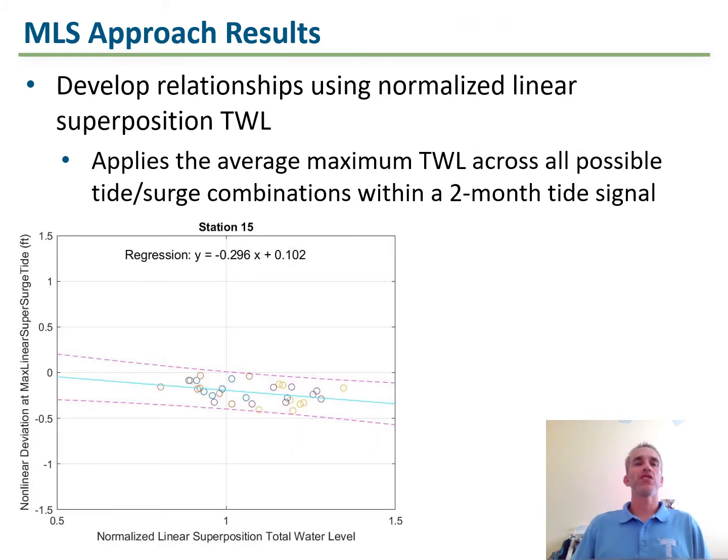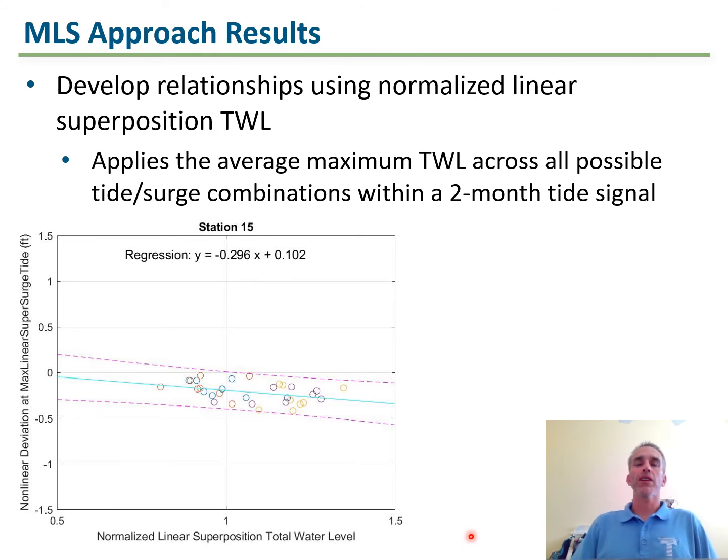We examine the results at station 15 in a bit more detail. The next step in the MLS approach was to normalize the linear superposition total water level and develop plots using that along the x-axis and the nonlinear deviation along the y-axis. This normalization was done by calculating the average maximum total water level across all possible tide and surge combinations within a 2-month tide run. With that 2-month tide run and having data points every 15 minutes, we end up with over 5,000 different tide starts that are possible.